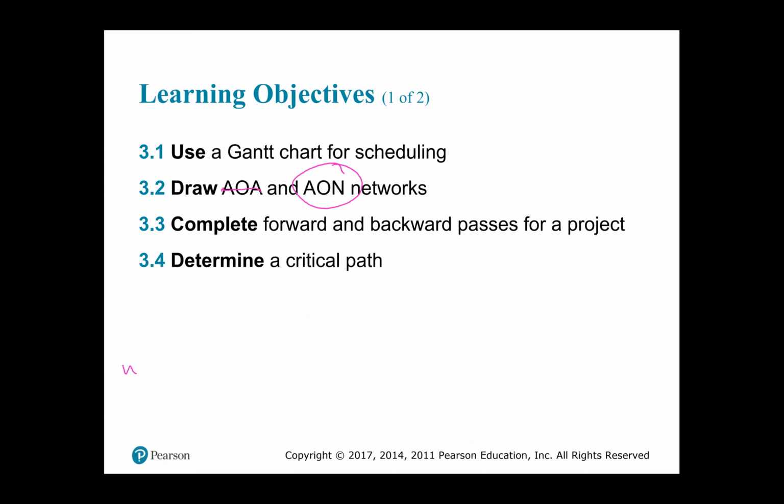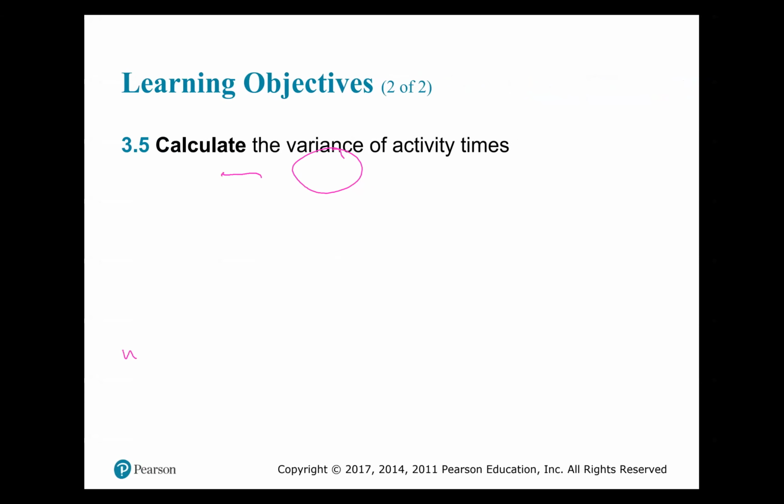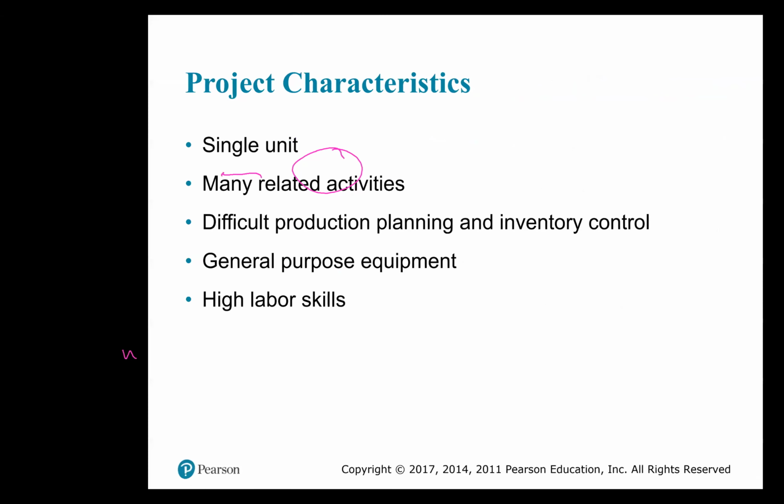But there's another way to draw the project network, which is the activity on arrow. People who are in engineering or built environment would most likely use the activity on arrow. We will stick to the simpler version of the activity on node. You should also be able to complete the forward and backward passes for a project and determine the critical path for a project. You should also be able to calculate the variance of activity times.